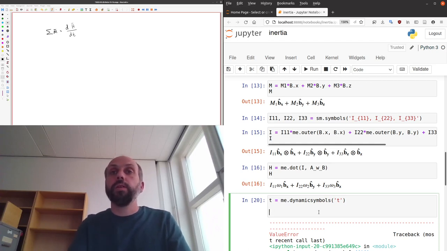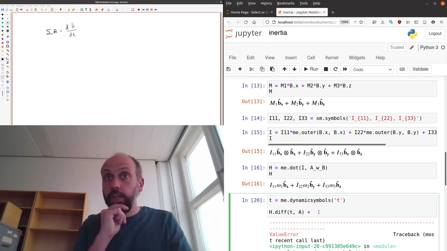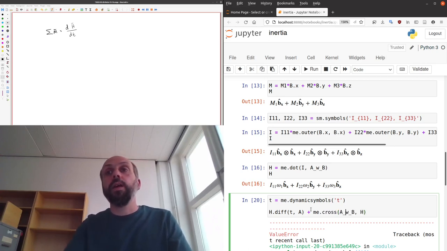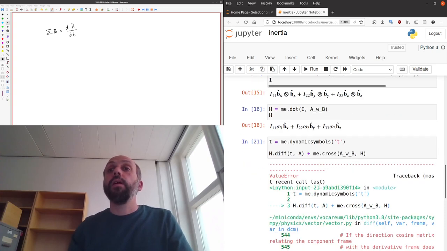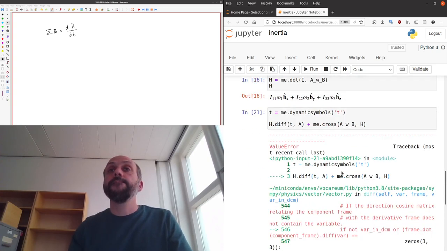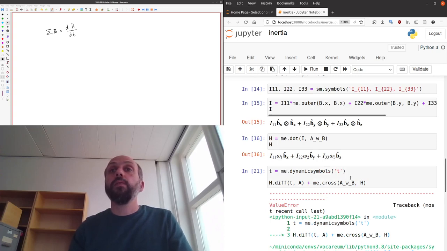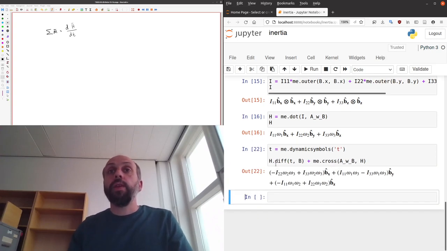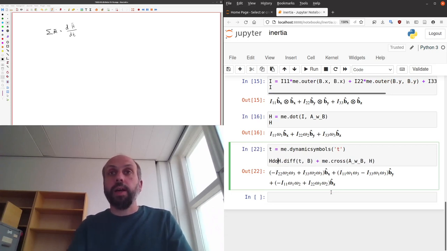We can solve this a little easier, right? I can say that A.diff t in A plus omega crossed H, right? So we can write that as a w B. Then I'll do me.cross with H. So that's an equivalent statement. We don't need to have the orientation specified, and that should give me the angular momentum. No connecting path. I got everything expressed in B. Oh, this is supposed to be B. There we go.